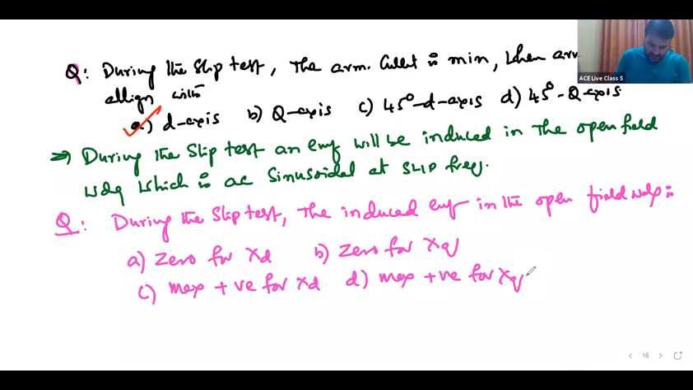Tell me. During the slip test, the induced EMF in the open field winding is: 0 for XD, 0 for XQ; maximum positive for XD, maximum positive for XQ. So what is your answer?